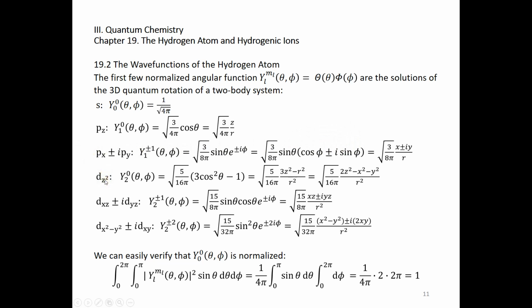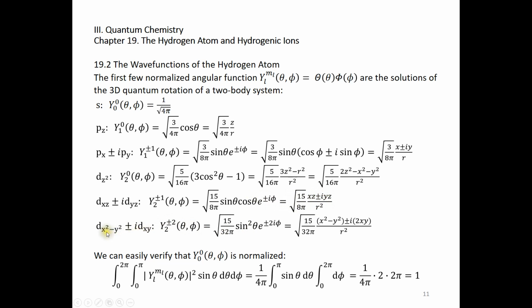Now let's look at dz squared. dz squared is proportional to 3 cosine theta squared minus 1. So it's actually 3z squared minus r squared over r squared. And because r squared is x squared plus y squared plus z squared, here on top it's equivalent to 2z squared minus x squared minus y squared. Now we have dxz plus minus i dyz. They can be expressed as sine theta cosine theta times e to the power of plus minus i phi, which can be expressed as xz plus minus i times yz over r squared.